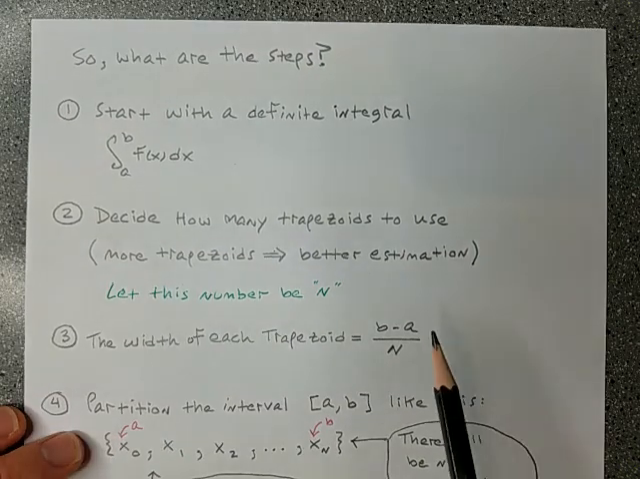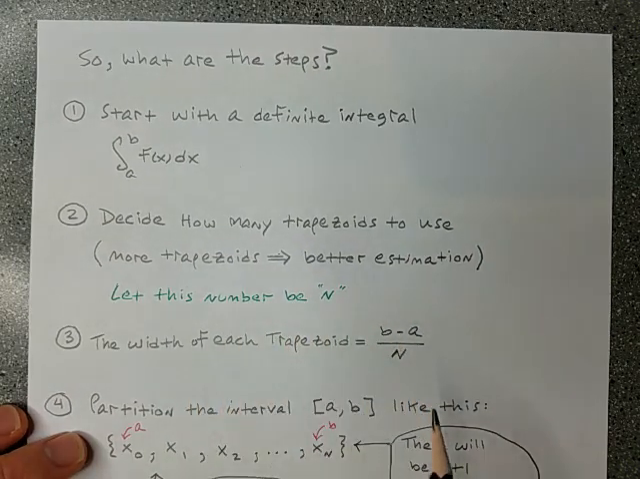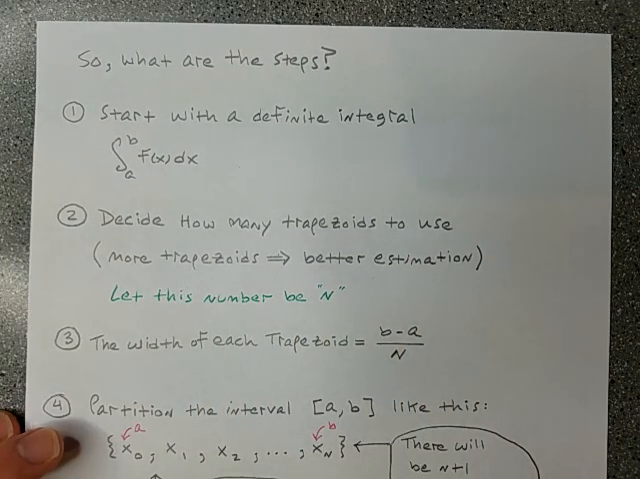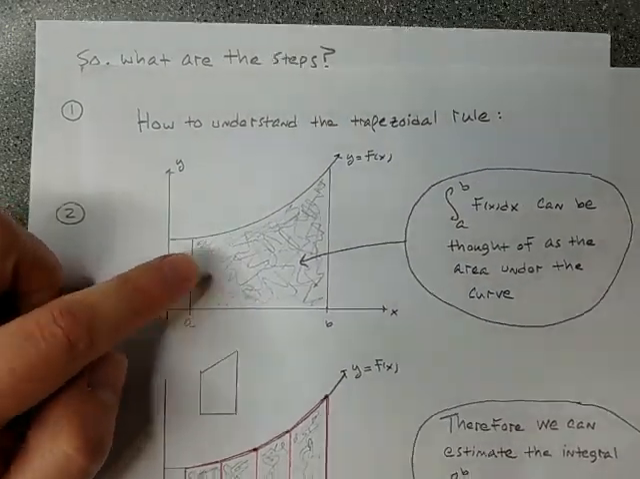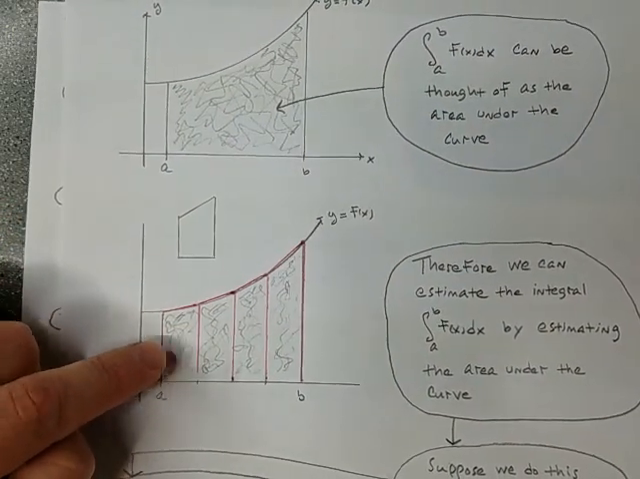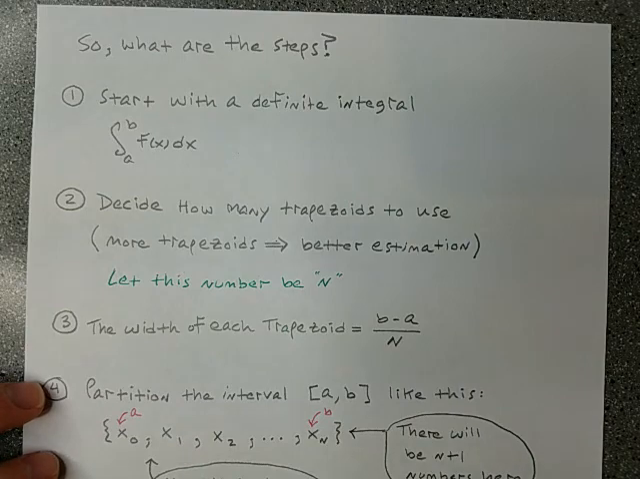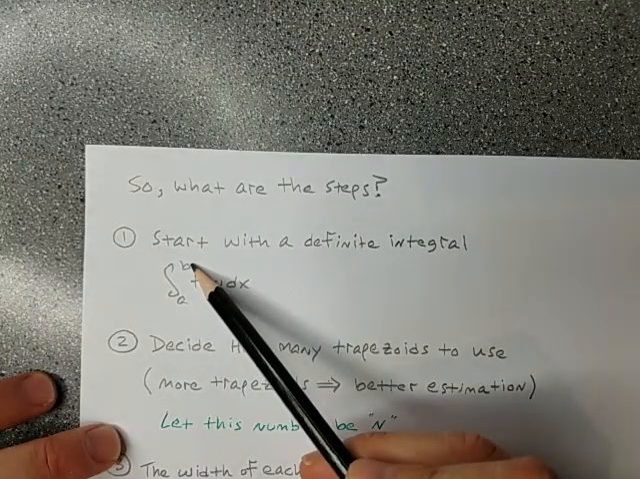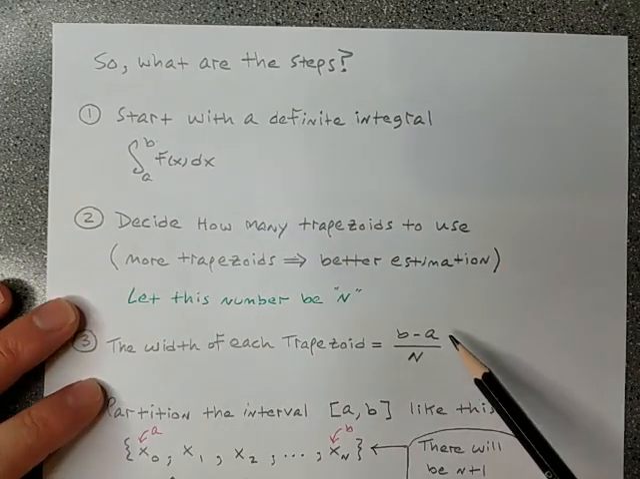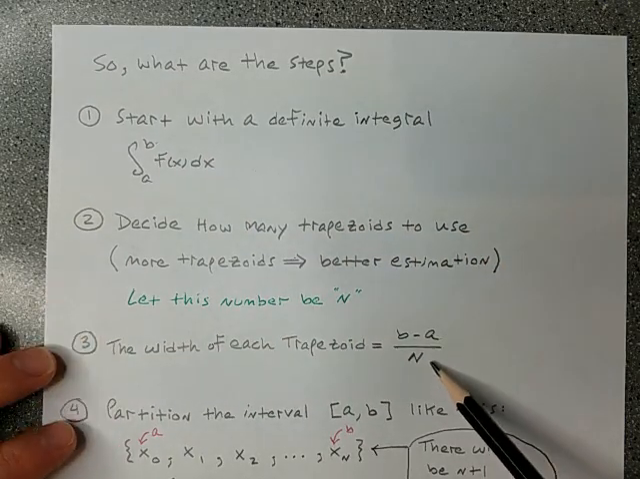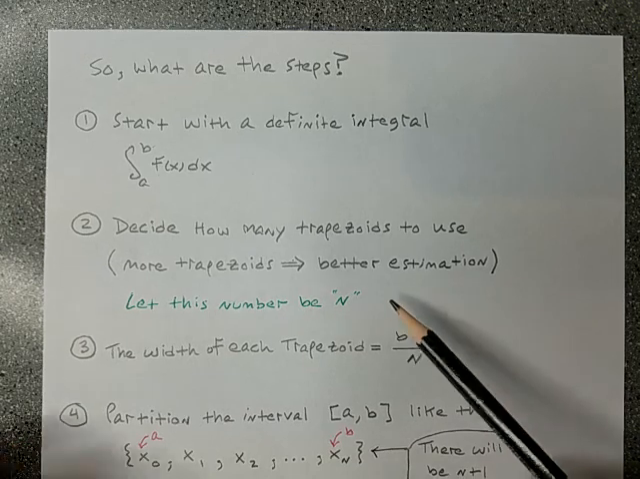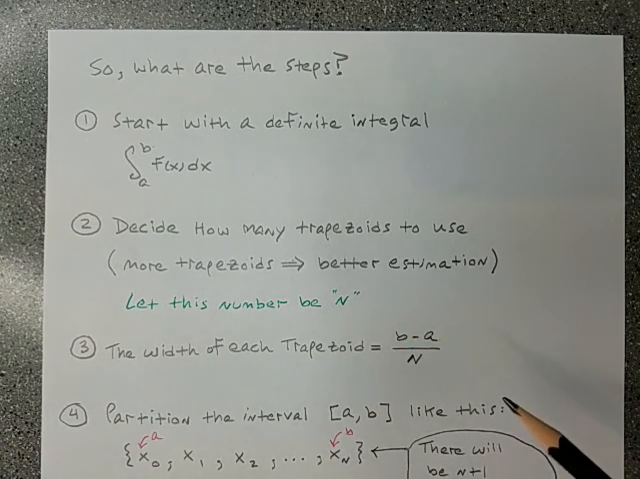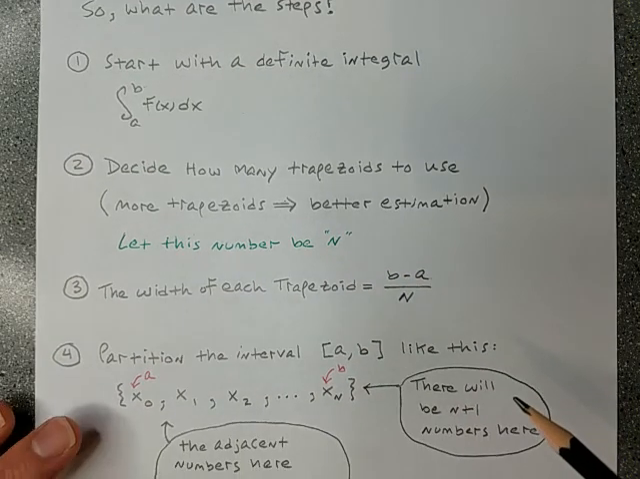And then the width of each trapezoid. Remember in my picture I showed you just a minute ago, I said we'll take this space and put 4 trapezoids of equal width. So the width of the trapezoid will be the upper limit of integration minus the lower limit of integration divided by n, where n is the number of trapezoids that you're going to use. Okay, so say you get that number.